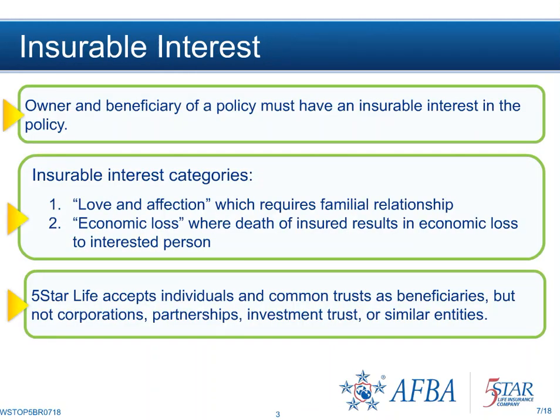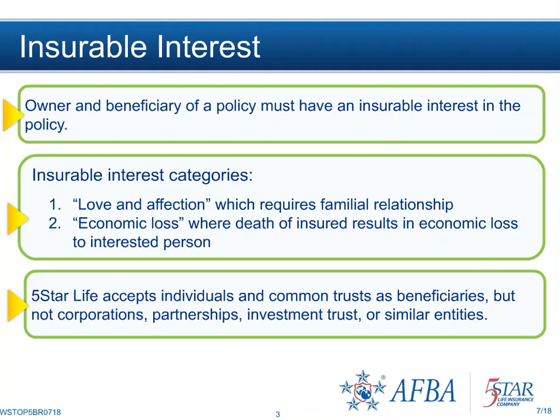As an agent, you have the responsibility to ensure that the owner and beneficiary have an insurable interest in the policy. Please note, beneficiary insurable interest is a standard industry practice, even if it's not required by regulation or statute. Insurable interest falls within 2 categories. The first category is love and affection, which generally requires a familial relationship. The second category is economic loss, where the death of the insured results in an economic loss to the interested person.